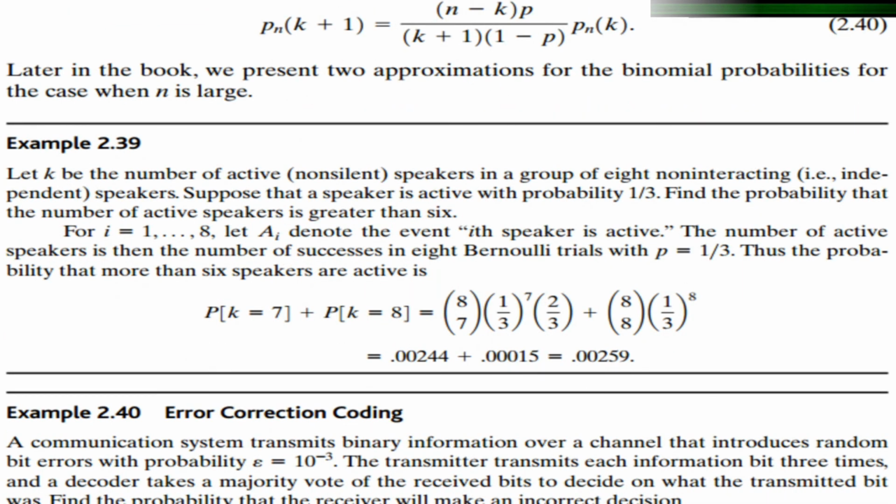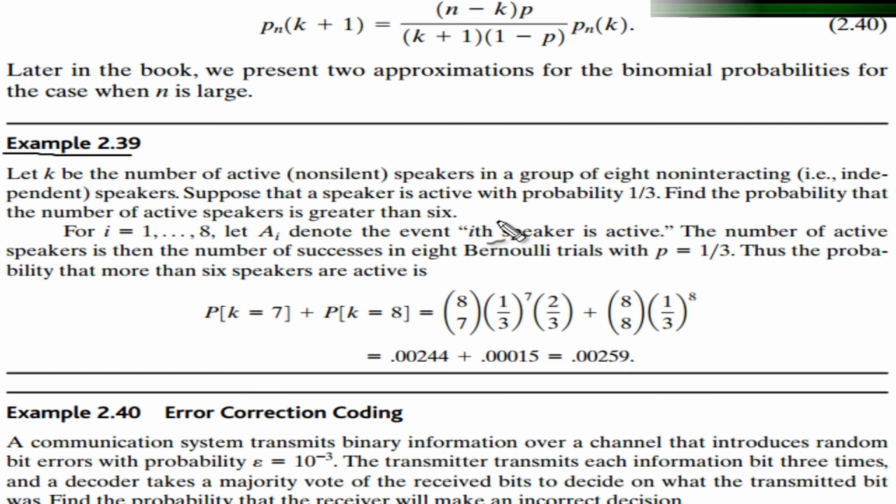Let's see this question, example 2.39. Let K be the number of active non-silent speakers in a group of 8 non-interacting people. There are 8 people in a room who are not interacting with each other. Suppose that a speaker is active with a probability of 1/3. Find the probability that the number of active speakers is greater than 6.